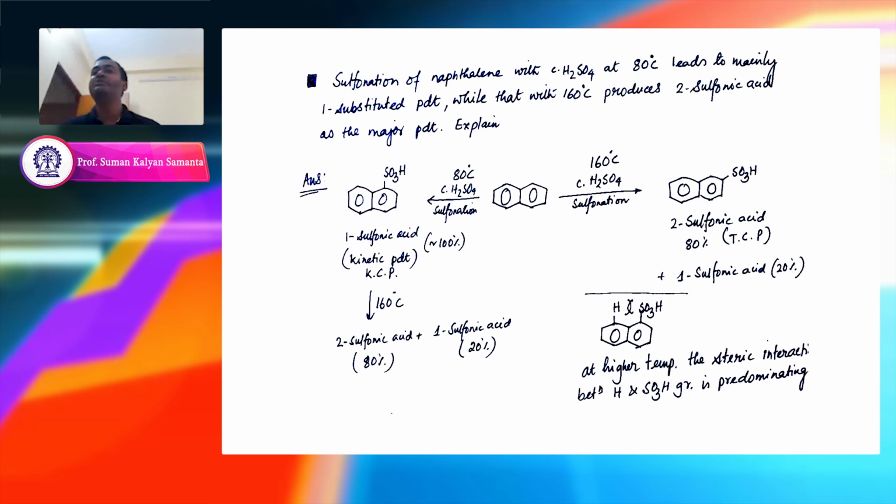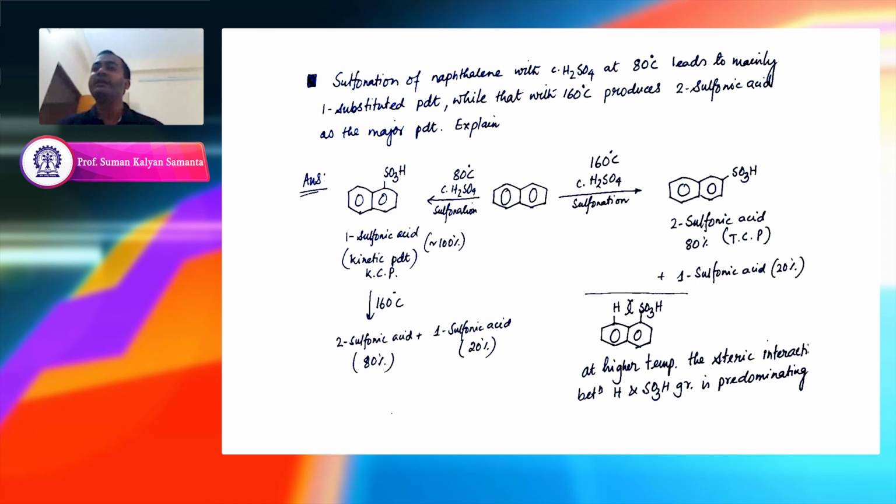as 80%. So then 1 sulfonic acid is your kinetically controlled product, and 2 sulfonic acid is your thermodynamically controlled product. Why is it so? Because you have a peri interaction. It's called peri interaction. You have hydrogen here and you have the SO3H group here, and they have a steric interaction. Because of that, the SO3H group would like to go into the 2 position.